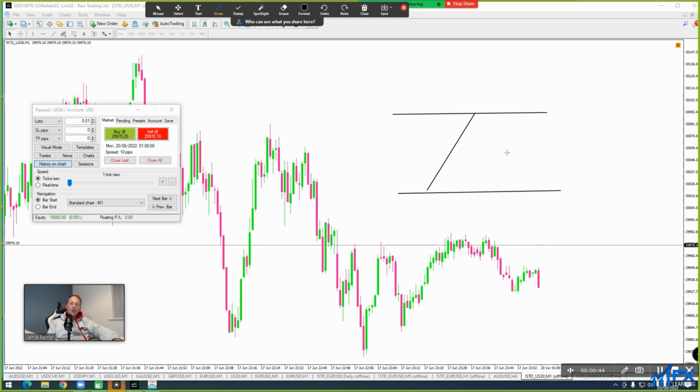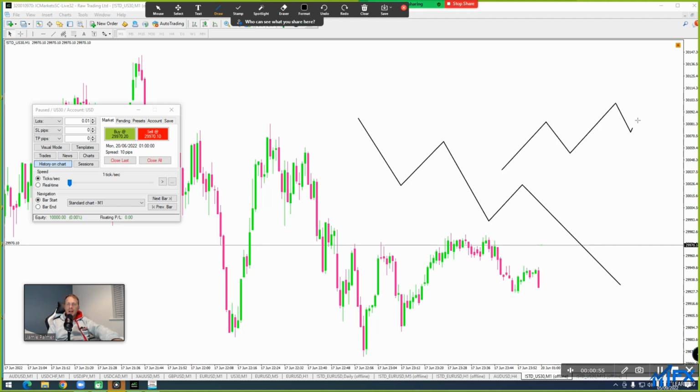Now, we know on the micro time frames, or the intraday time frames, you're going to be getting micro trends. To give you an example here, that is a trend down, and this is an uptrend. In reality it looks great, but it doesn't always work like this.